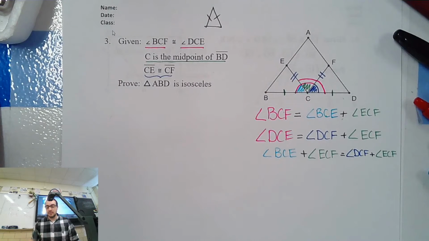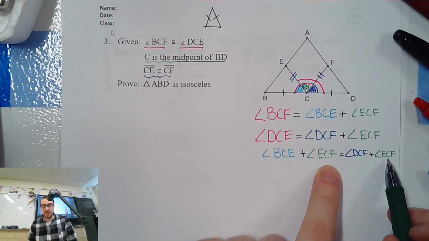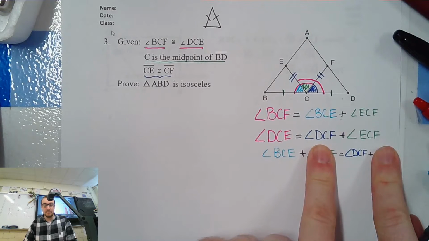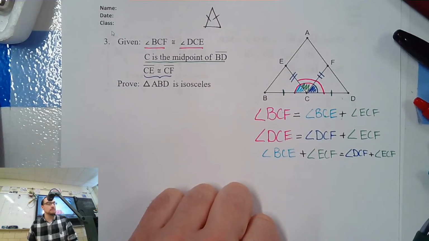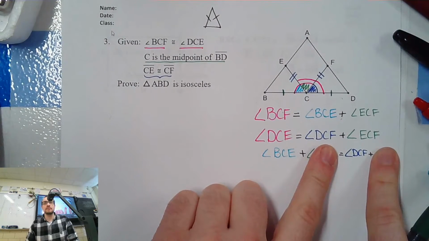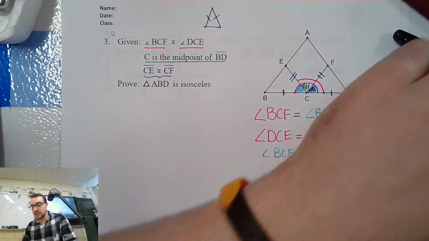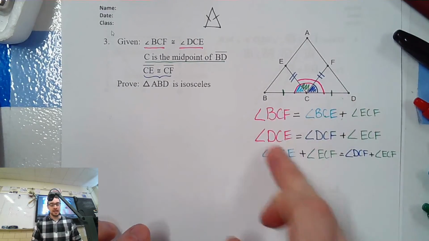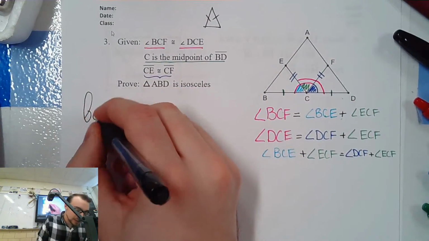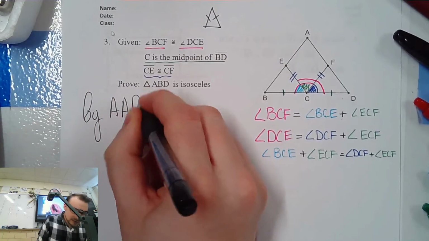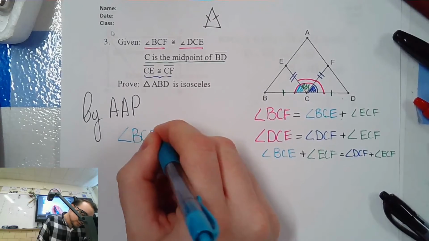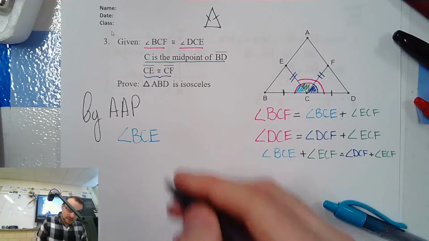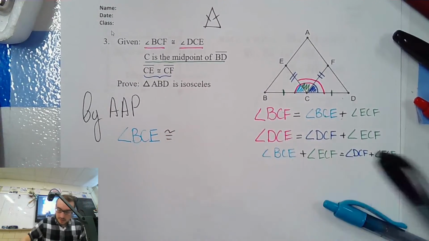Right? And then if I subtract ECF from both sides, what do I get? BCE equals DCF. So it turns out the light blue and the dark blue are the same angle, right? I just proved it. So what I'm going to say that encapsulates all of that is, by angle addition postulate, I know that BCE is congruent to DCF.